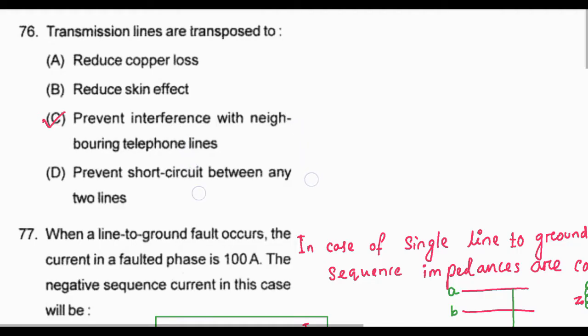Next question, question number 76. Transmission lines are transposed, option A, to reduce copper loss, option B, reduce skin effect, option C, prevent interference with neighboring telephone lines, option D, prevent short circuit between any two lines. So here option C is correct, prevent interference with neighboring communication or telephone lines.